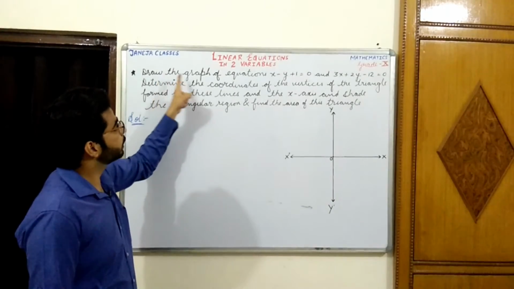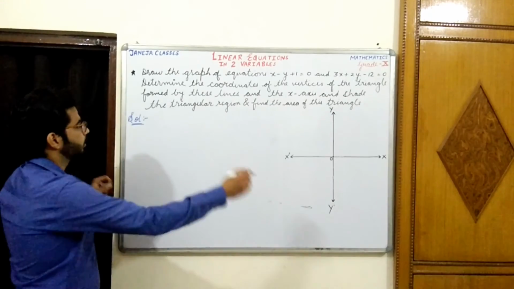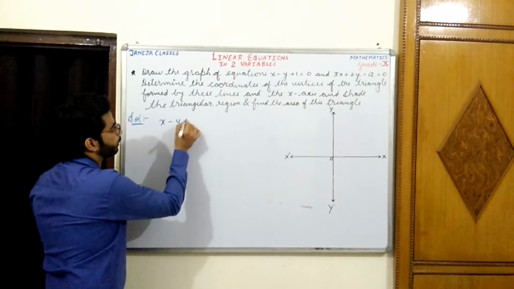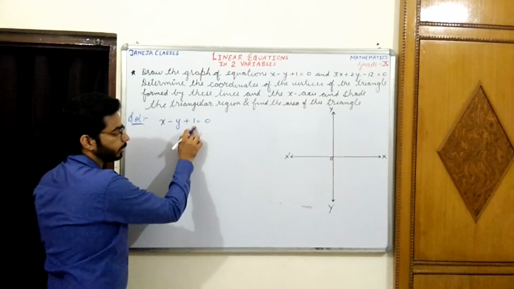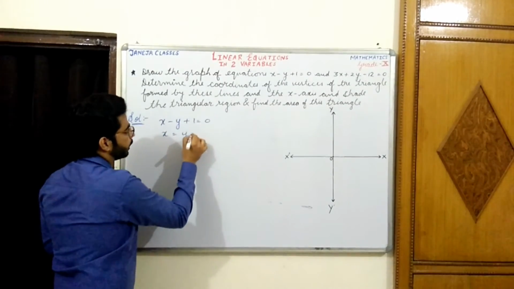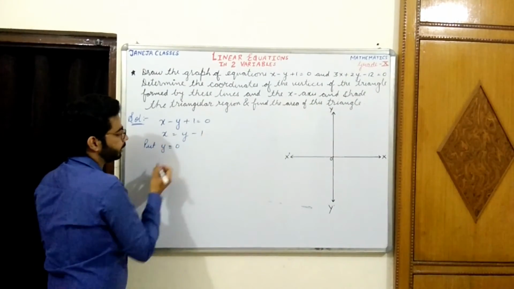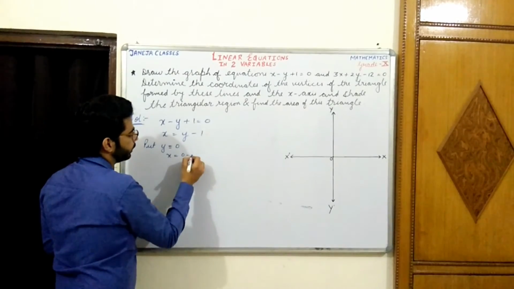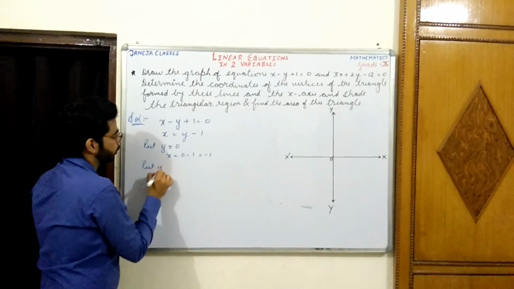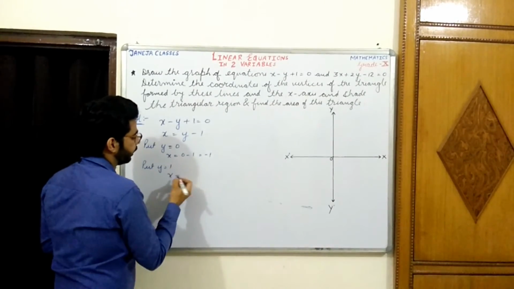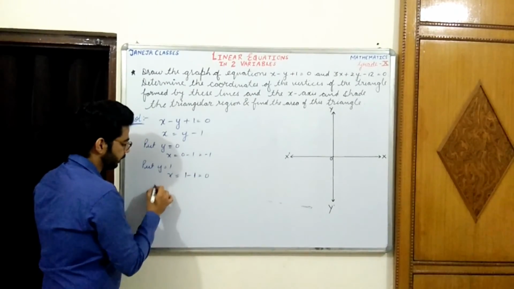Let us start with the solution of these two equations. Let us draw the graph of the equations. So let us start. x minus y plus 1 is equal to 0. Taking y and 1 to the RHS, the sign will get changed. Now start putting the values. Let y be equal to 0, then x will be equal to 0 minus 1, which is minus 1. Then put again the value of y as 1, so x is equal to 1 minus 1, which is 0. So let us draw the table.